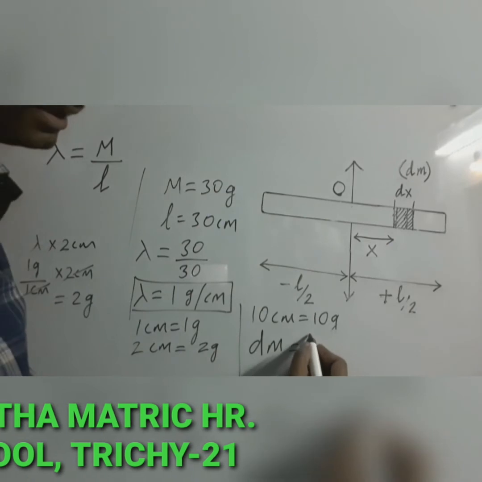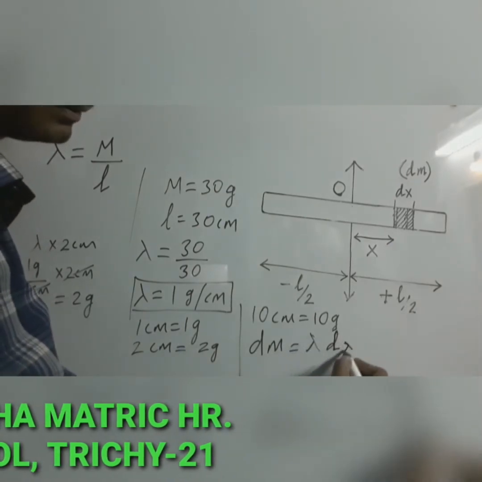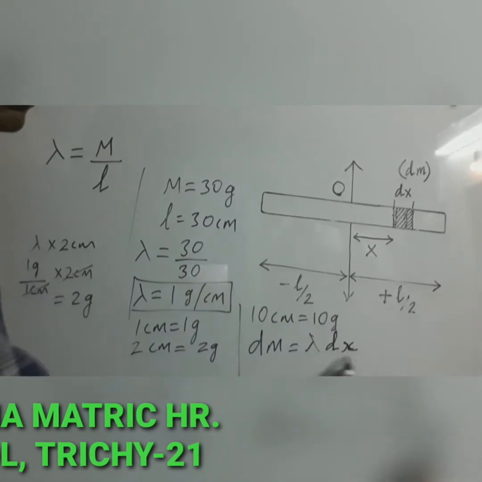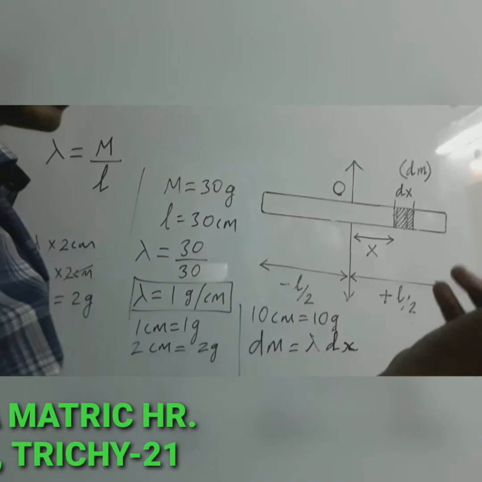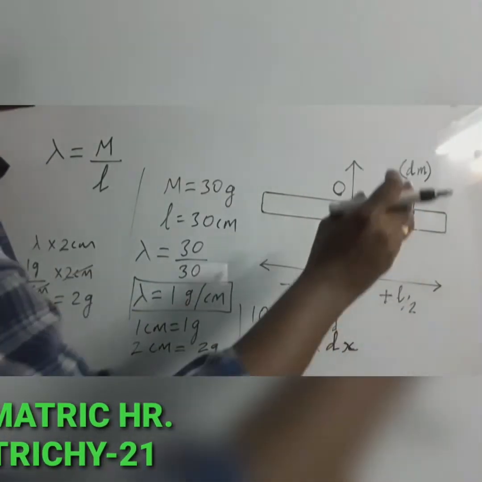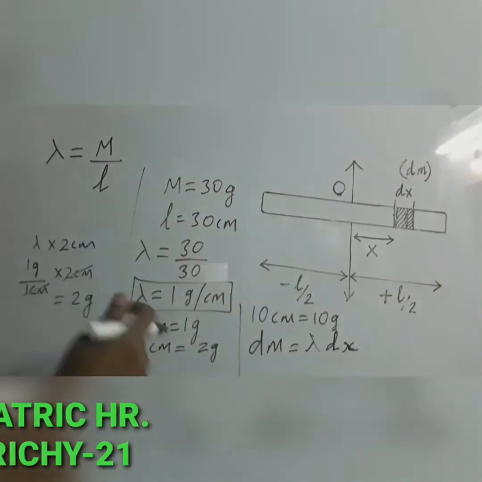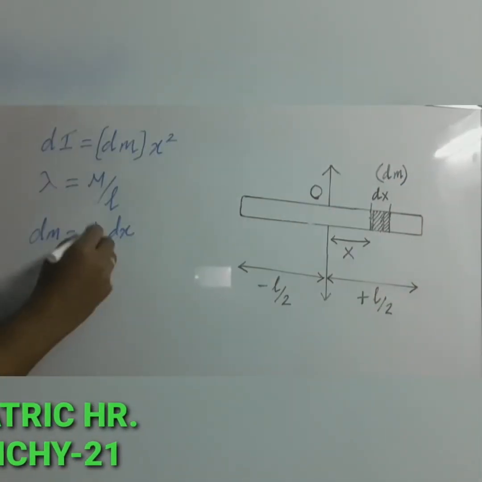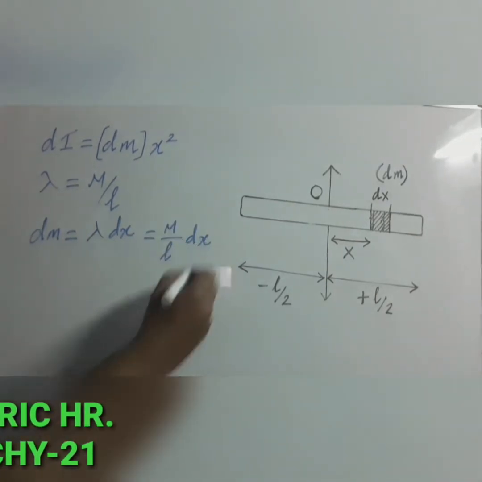So let us multiply the two values, lambda into dx. It is the mass of the small segment. Remember, we have not separated the small segment to find its mass, and we have not disturbed the rod. Without changing the arrangement, we have found the mass of the small segment very easily. What is the value of lambda? M by L, so dm is M by L into dx.